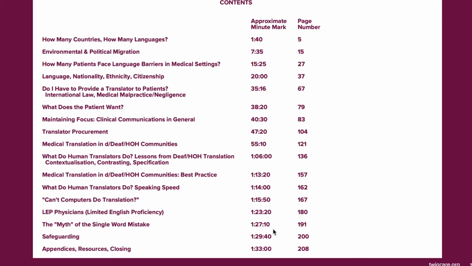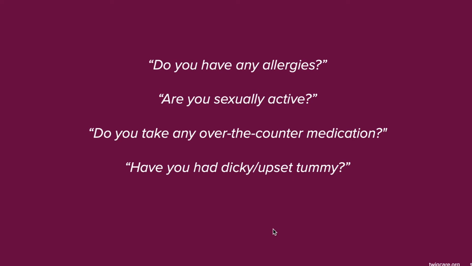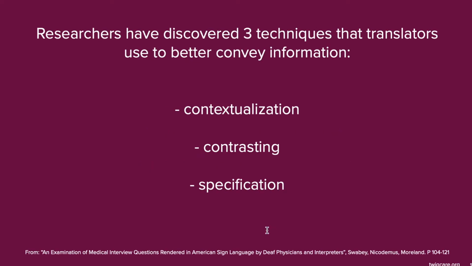Right now, I'm just going to go through the things in the presentation that are useful for translating for vulnerable patients on Twig. So here are some examples of those questions that are difficult to translate from English into a second language. We have discovered that there are 3 techniques that translators use to better convey information: contextualization, contrasting, and specification. I'm not going to read these slides. I will just let you read them. I'm going to go through them and just leave about 7 seconds for each slide. If you need to, pause.